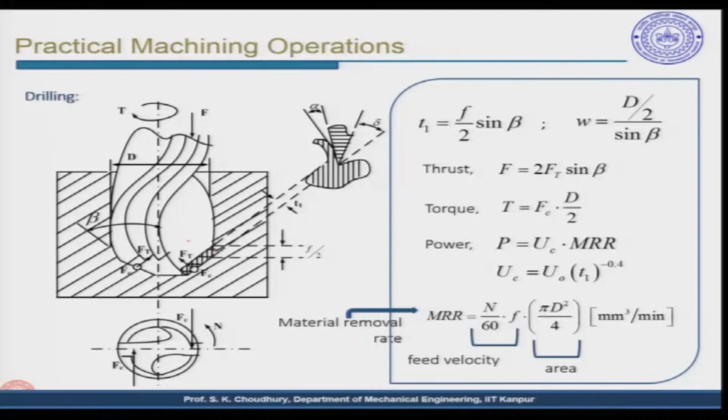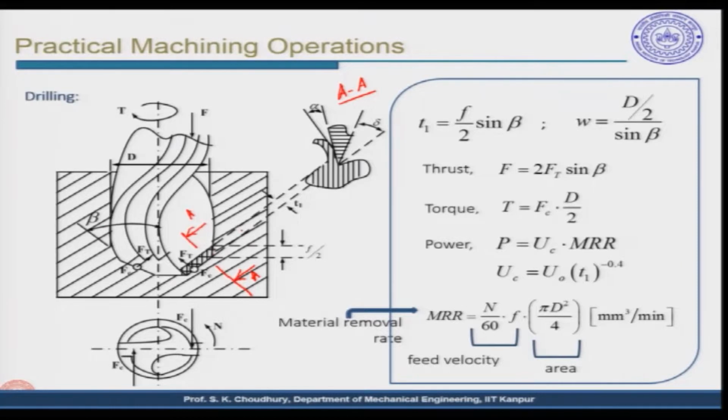And if you take the cross section here, suppose let us say this is AA, and the AA will be seen like this. This is exactly the same as what we have done in case of turning or shaping or milling. This is the rake face of the tool, this is the flank face of the tool, and therefore, this is the rake angle and this is the flank angle. This is for one tooth. So, there will be 2 teeth for the drill. Now, here the geometrical parameters will be the t1, which will be equal to f by 2 into sine of beta. This is the angle beta.